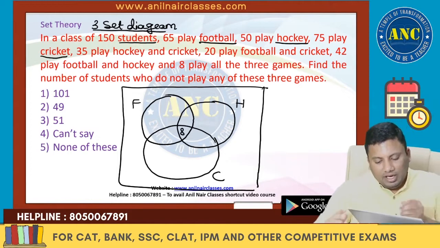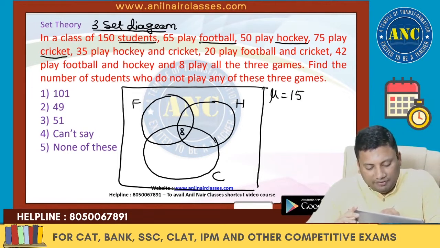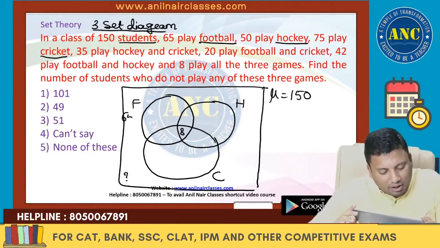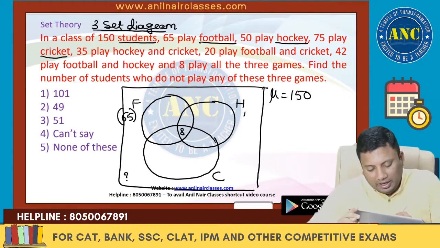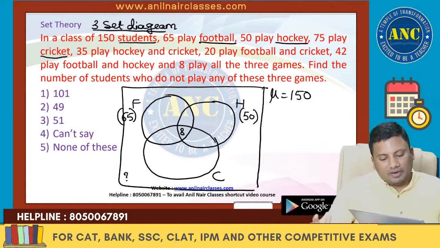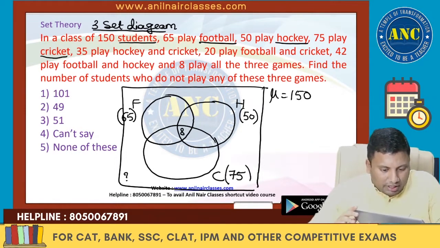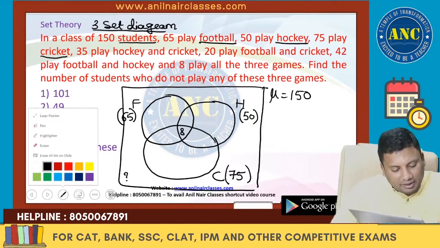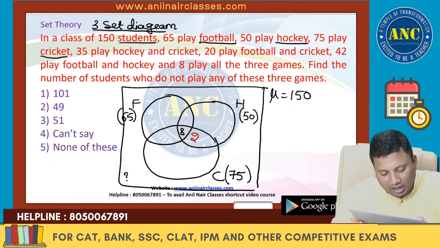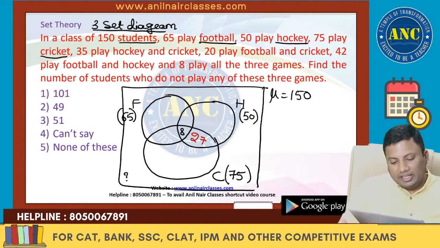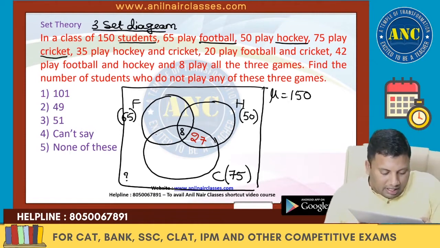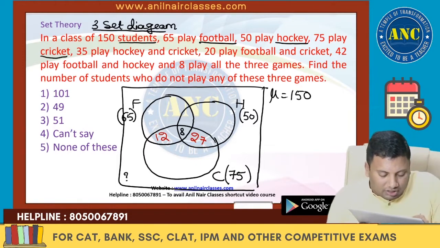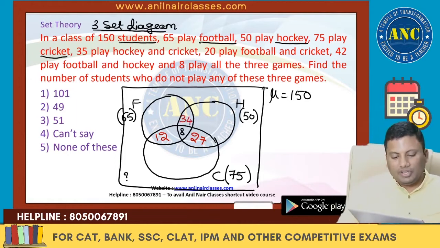The mu value is 150. This value we need to determine. 65 play football. 50 play hockey. 75 play cricket. 35 play hockey and cricket. 8 is already over, so 27. 20 play football and cricket. 8 is over, so it is 12. 42 play football and hockey, which is nothing but 34.